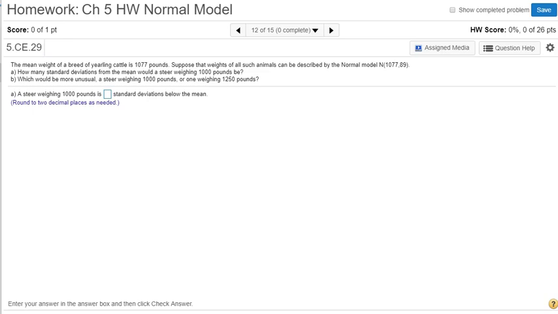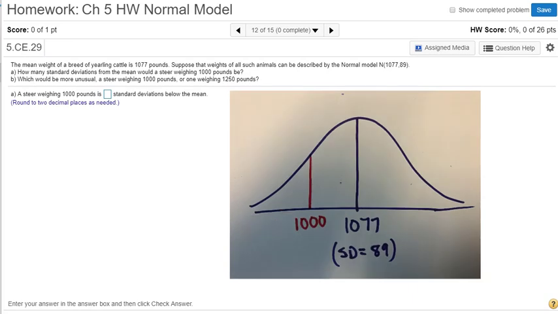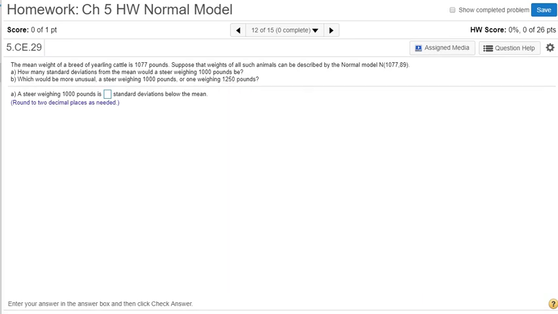So part A. A steer weighing 1,000 pounds is blank standard deviations below the mean. So let's go ahead and draw this out. As you see here, I've just drawn it out on paper. And then we're wanting to know the number of standard deviations. So what statistical value is that? Good, the z-score.